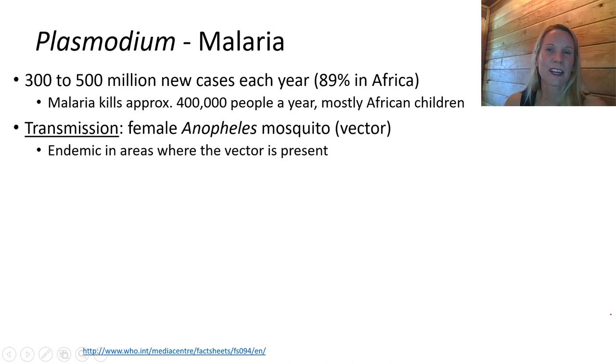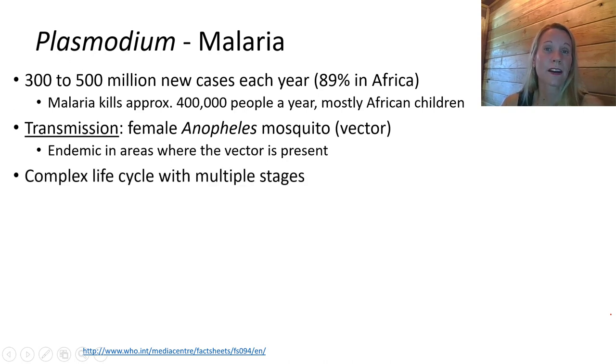So this type of mosquito is not found in the United States. It's only found in parts of Africa. So the vector has to be present in order to transmit that infection. Very, very rarely would it be transmitted any other way than just the vector. There are many different species of Plasmodium that can cause malaria. So there are other parts of the world that have their own variants of the Plasmodium parasite and also of the vector.